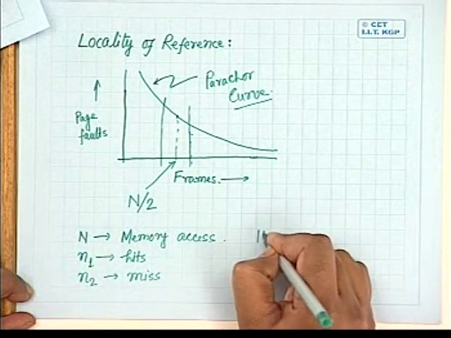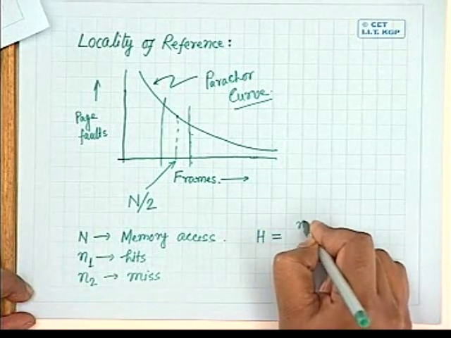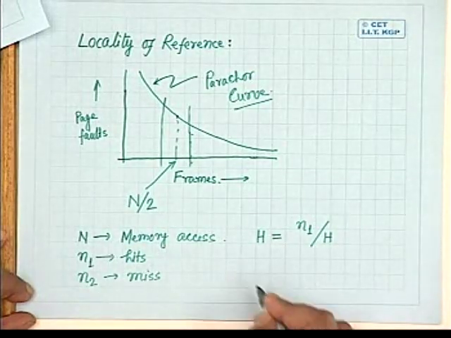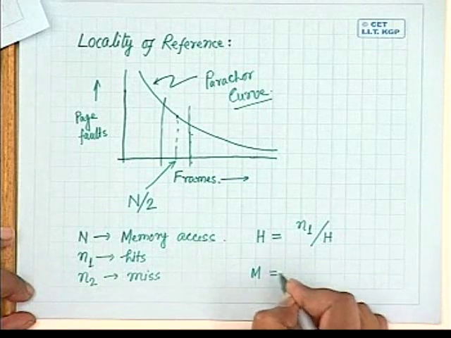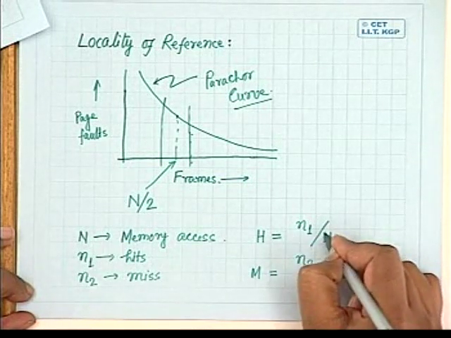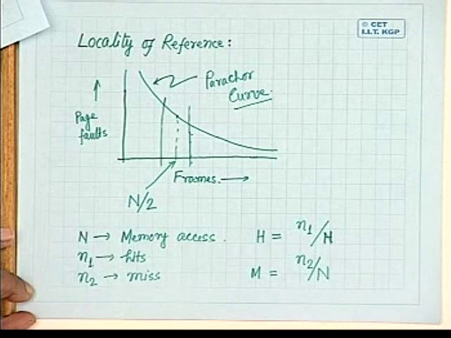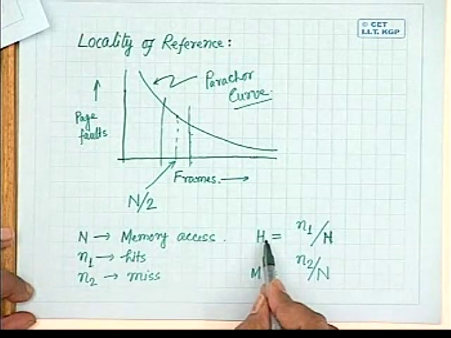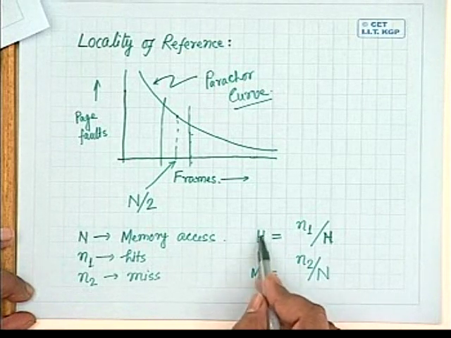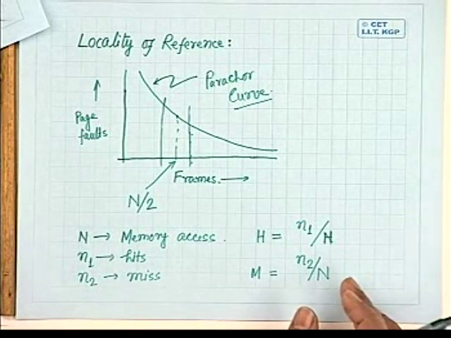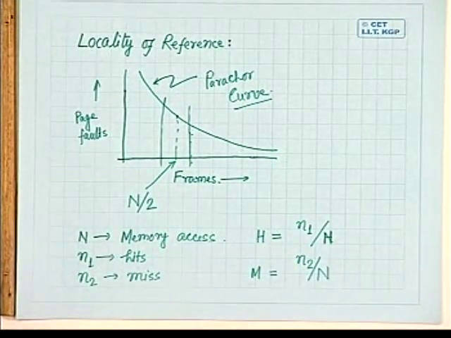And in that case, hit ratio h is defined as the number of hits divided by the total number of memory accesses. And similarly, the miss ratio is the number of misses divided by the total number of memory accesses. Okay, so I have these two measures, one is the hit ratio and one is the miss ratio, and we have seen that the value of hit ratio or miss ratio will depend upon what type of page replacement algorithm we use. Now this hit ratio or miss ratio is also important to find out the effective access time or average access time of memory.